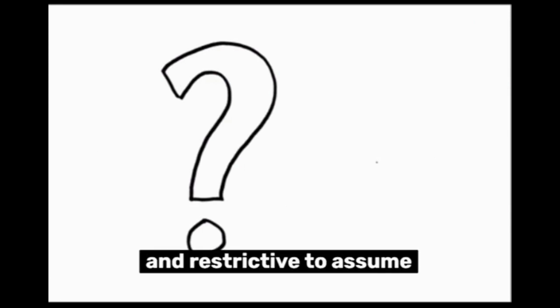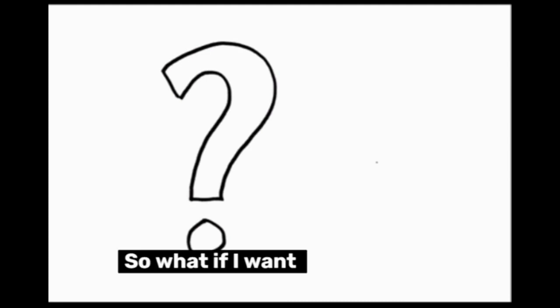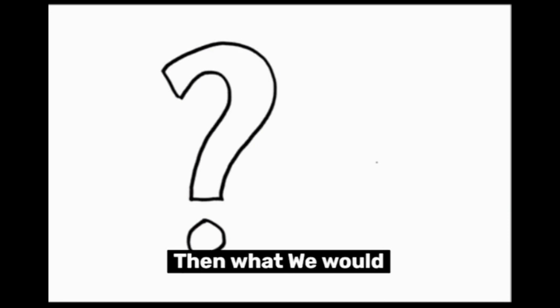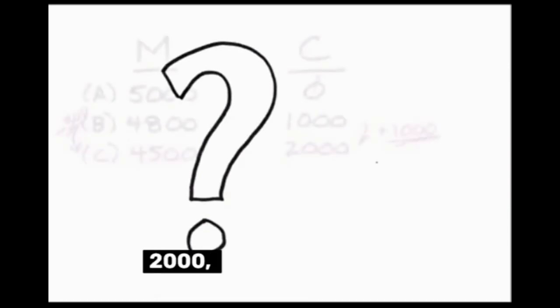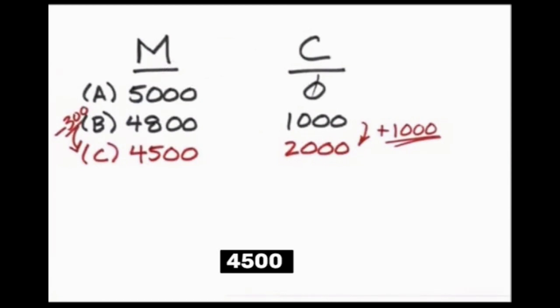There's no reason why there would have to be a one-for-one trade-off. In fact, it would be unrealistic and restrictive to assume this. Okay, so what if I want more civilian goods, 2,000 schools or 2,000 miles of road? Then what? Yep, we would have to shift more resources away from military production, so that now civilian is 2,000, but military is only 4,500.